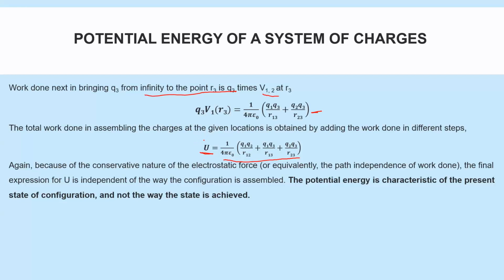Because of the conservative nature, the final expression for U is independent of the configuration in which it is assembled. If you try other configurations, suppose you bring Q2 first or you bring Q3 first, this is not going to change, it is going to be the same. So the potential energy is actually the characteristic of the present state of the configuration and not the way the state is achieved. This is again a reiteration of the conservative nature of the electrostatic force.